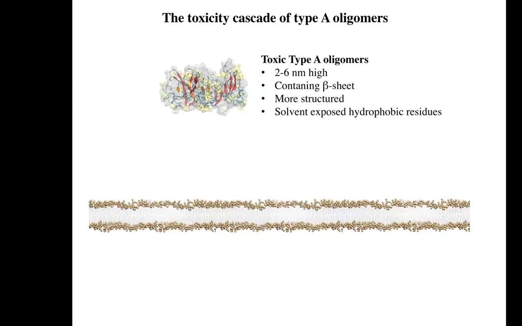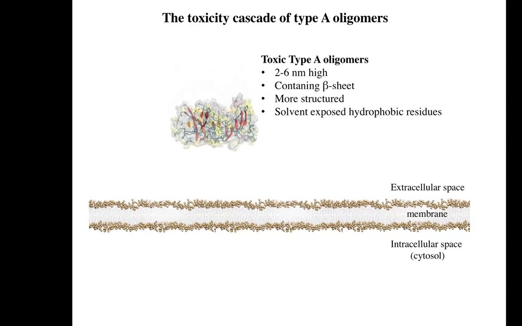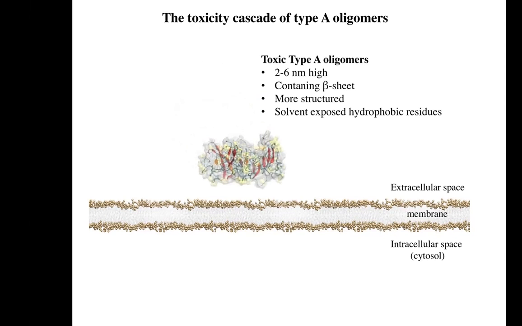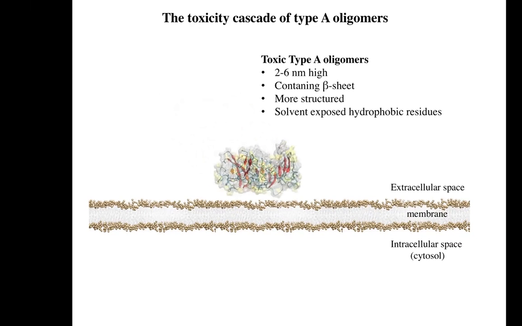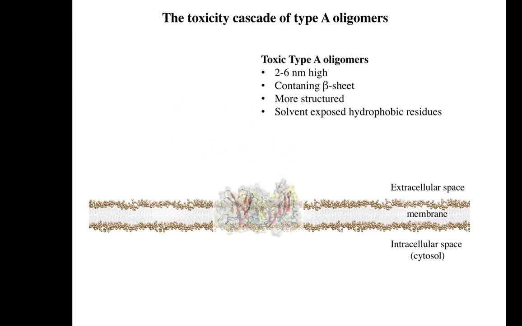And so we have a cartoon to show what's going on for the toxic type A oligomers. Here we can see the most relevant structural characteristics of them. We added them to the extracellular medium. So this is the cell membrane. This is the extracellular space and the intracellular space. And by adding them, we have an interaction with the membrane. And this is the first event that can occur, interaction with the cell membrane. And we also have a penetration of the cell membrane.